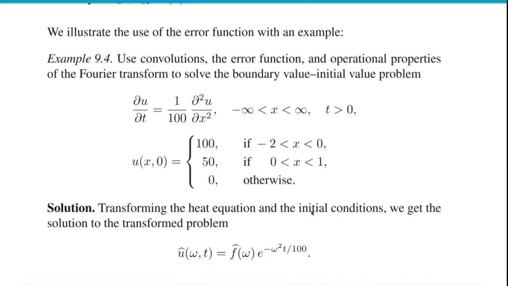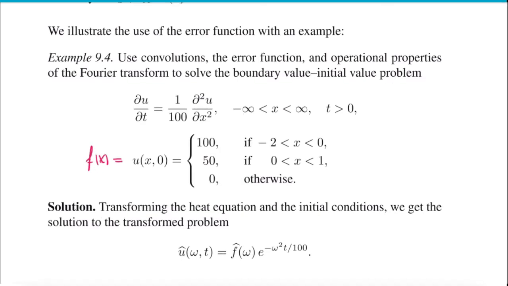Example 9.4. Use convolutions, the error function, and operational properties of the Fourier transform to solve the initial value problem on an infinite domain: u_t equals 1/100 u_xx, and the initial condition, which is also called f of x, is 100 and 50 and 0.